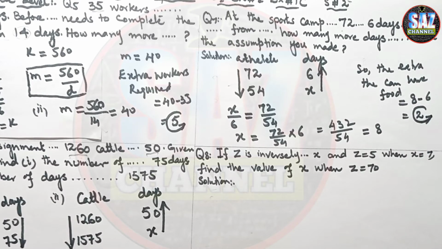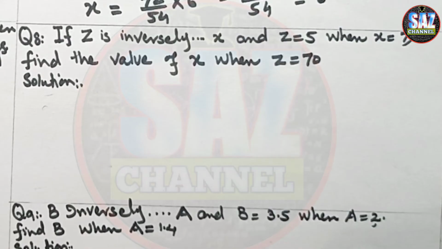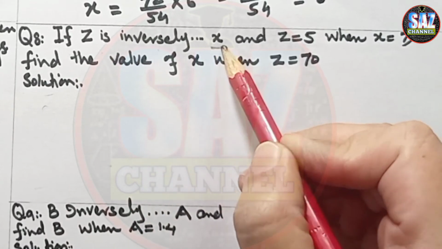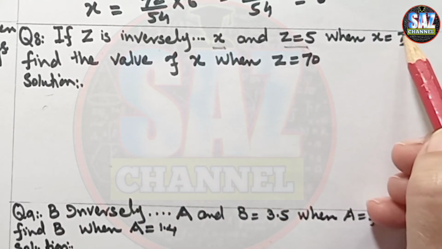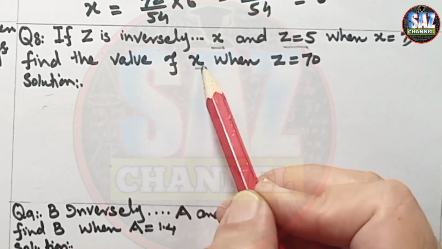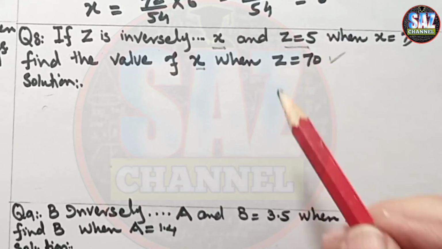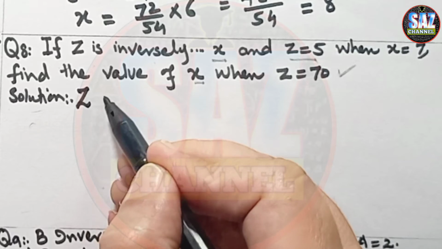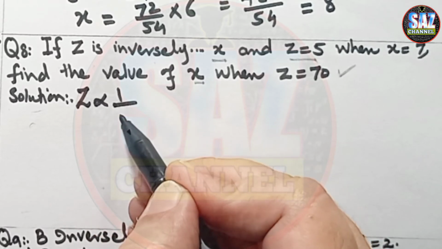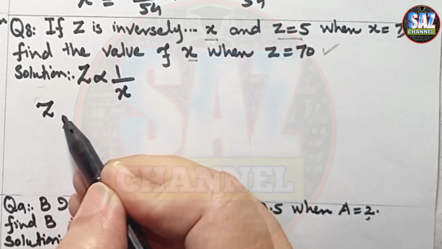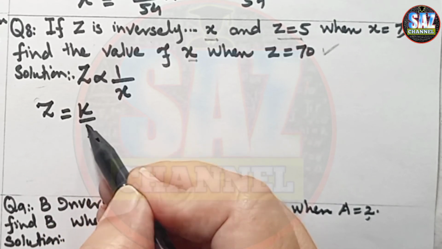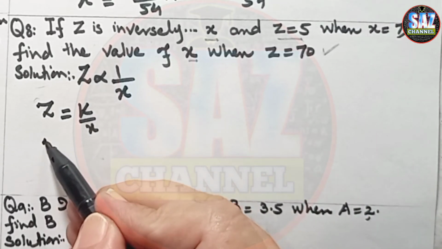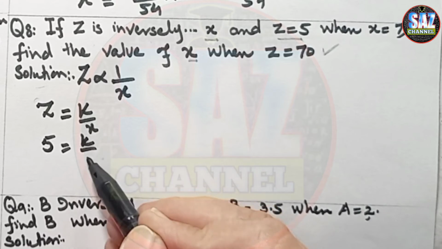Let's move to question number 8 and first read the question. Question says that if z is inversely proportional to x and z equals 5 when x equals 7, find the value of x when z equals 70. As z is inversely proportional to x, we can write the relationship that z is inversely proportional to x, or z equals k by x, and z equals 5 when x equals 7.